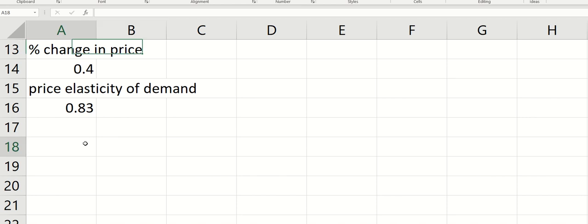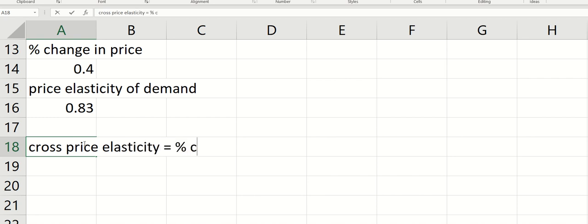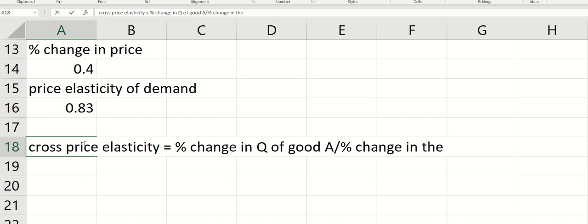And then for the cross price elasticity, it's a very similar formula to the one before, but the only difference is that this equals the percentage change in quantity of good A divided by the percentage change in the price of good B. Now, do not take the absolute value, right?